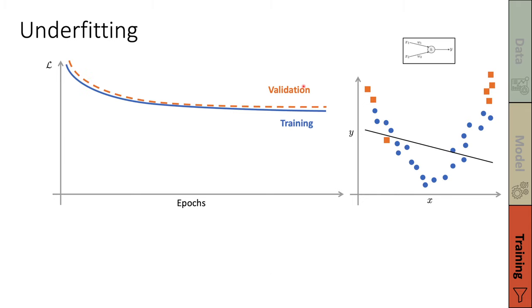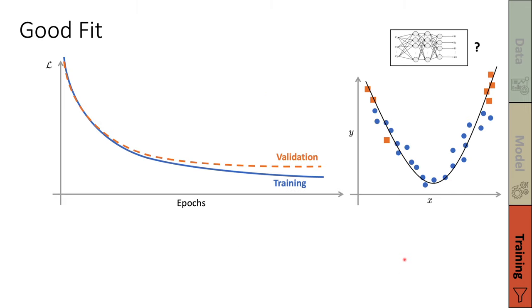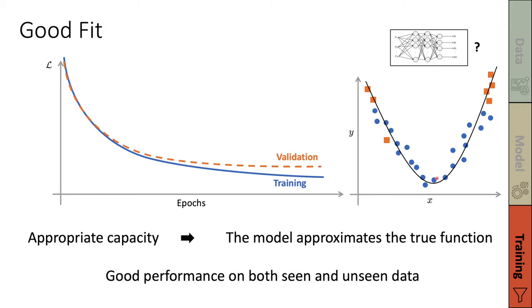Underfitting is the opposite problem, where we have too little capacity and we cannot really learn anything, not even the training data. So the model cannot fit the training data and has poor performance on both training and validation. That's also not good. A good fit would look something like that, where we have exactly the right capacity and therefore can fit the underlying function and do predictions for new unseen data well. And then validation and training loss will align. And this is our goal, finding a good fit.